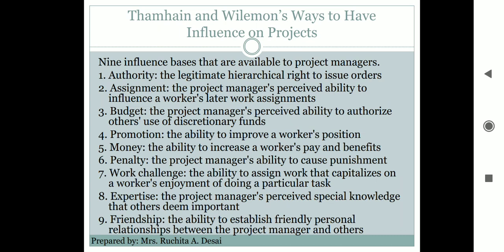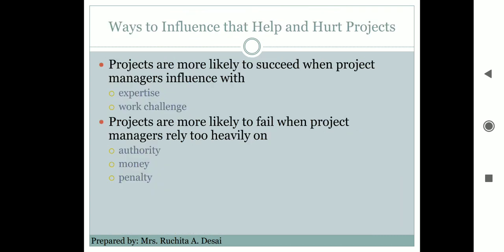These are the nine influence bases that a project manager has. What do the ways of influence that help and hurt the project mean? How can the project manager use influence, what are the different ways, and which ways can help the project succeed, or hurt the project and make it fail? So what are those ways of influence?